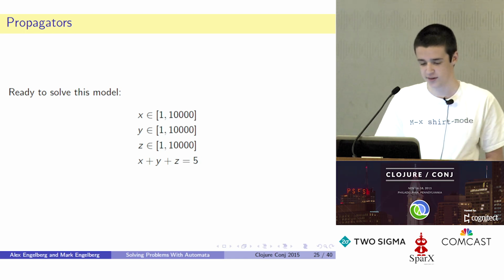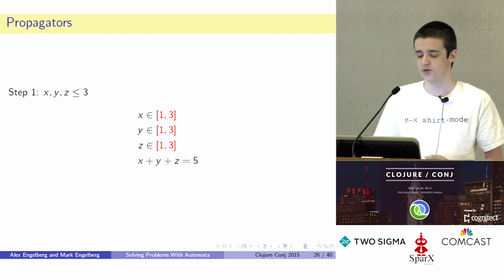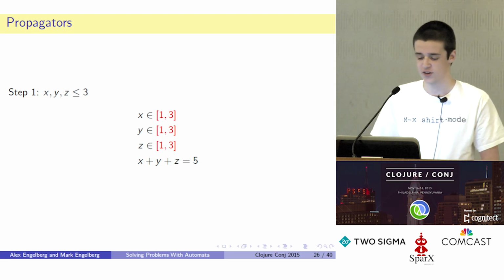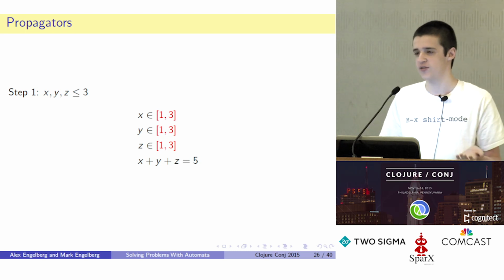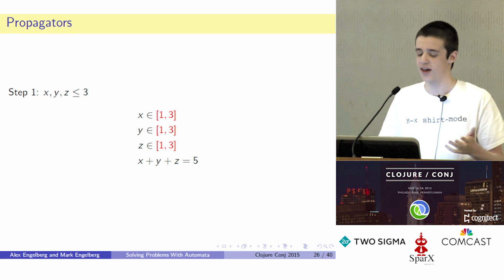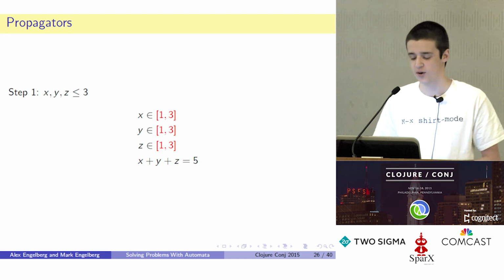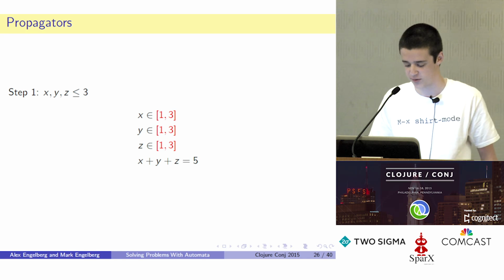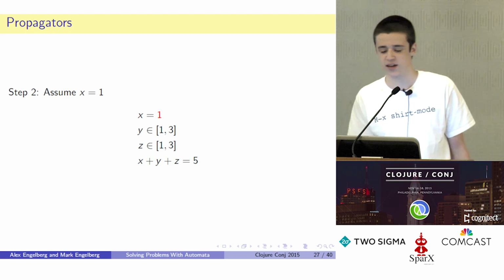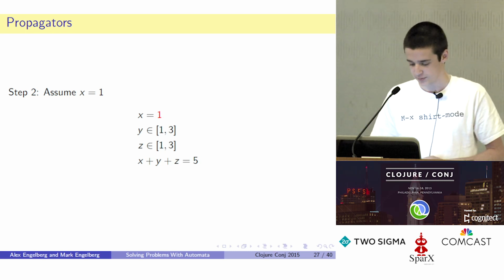Step 1 is to run all the propagators and see what happens. Here we can deduce that x, y, and z cannot be 4 or more. That makes total sense because even if x were 4, then even at the minimum values 1 and 1 for y and z, that would already add up to more than 5. So we can deduce right off the bat that x, y, and z cannot be 4 or more, and we just trim that domain right then and there. Then we start our search, make a decision, and guess that x equals 1 and see what happens from there.